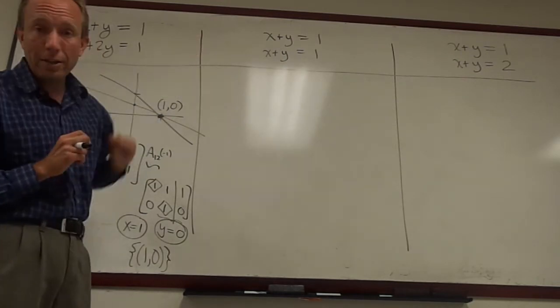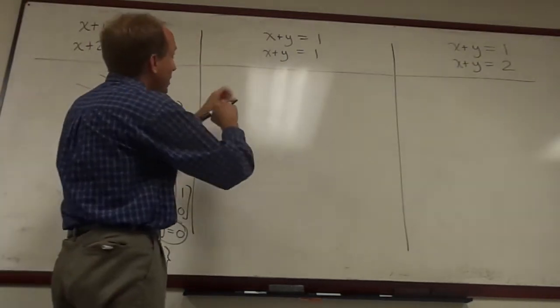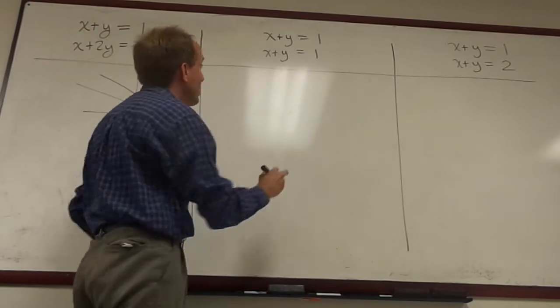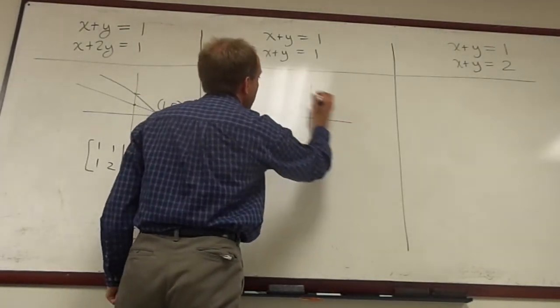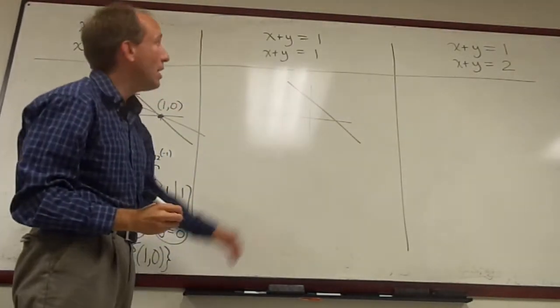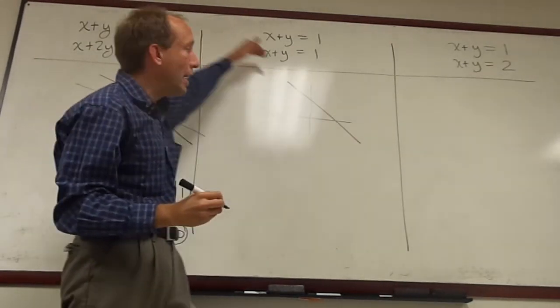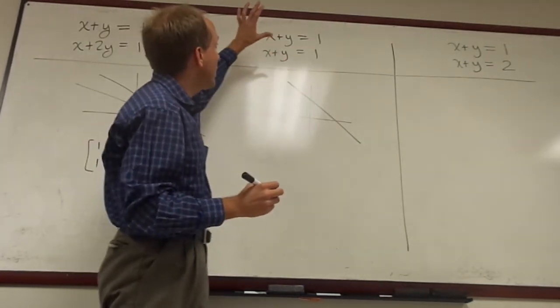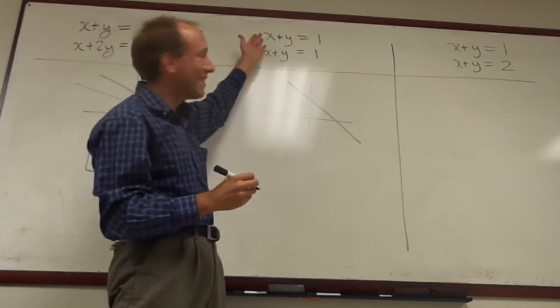Let's take a look at the second system. Notice it's two copies of the same equation. So in this case, we actually only have one line, and any point that is on that line is going to satisfy, obviously, both equations because they're the same.